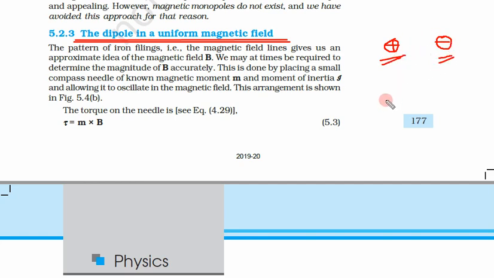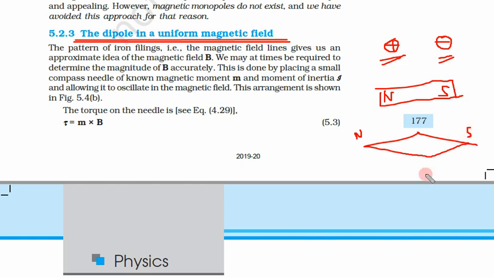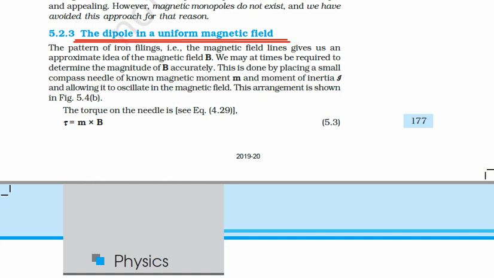This is a dipole of north and south pole, or you can say this is a dipole like a bar magnet or a magnetic needle. You can say a magnetic needle with one side north, another side south. So this is a magnetic dipole, not an electric dipole. And which field? In the magnetic field. So this we are going to do.